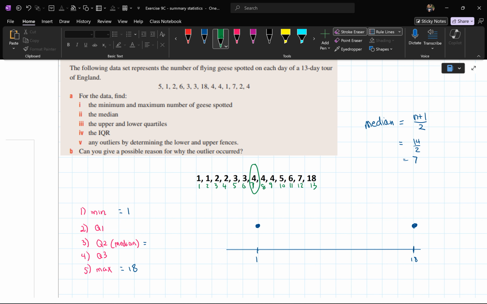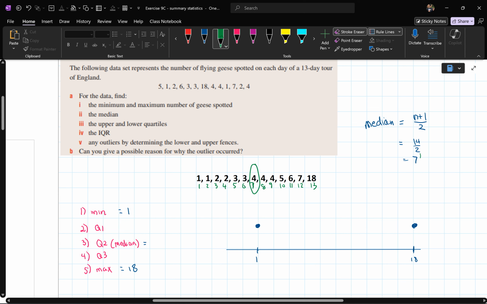And if you don't believe it, you can actually see there's 6 digits on the left, and 8, 9, 10, that's 3, 4, 5, 6. There's also 6 digits on the right. So this helps you find your median, whether it's even sets of numbers or odd sets of numbers. If you just use n plus 1 divided by 2, you'll know where the position is. Okay, so this is the 7th position.